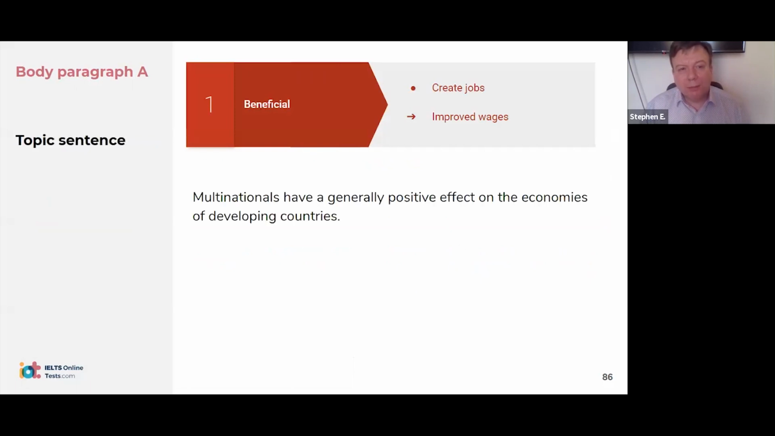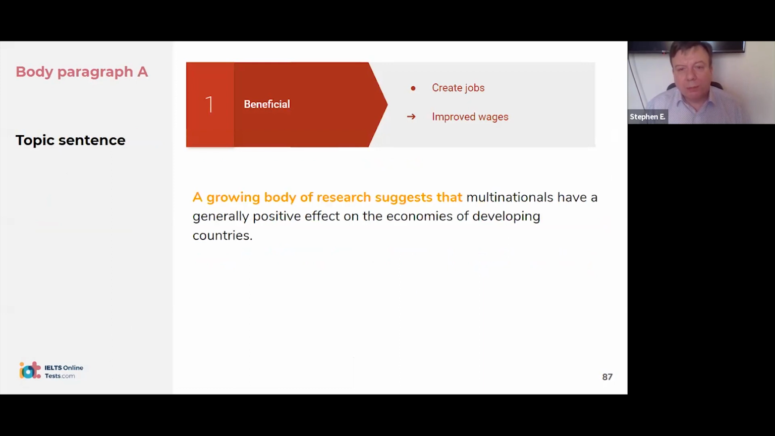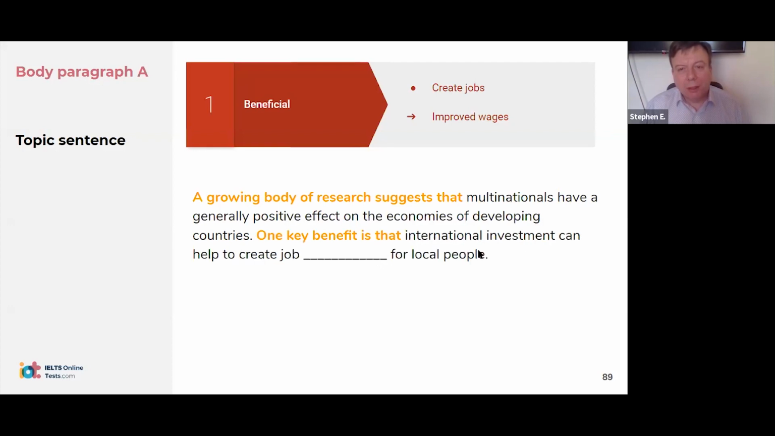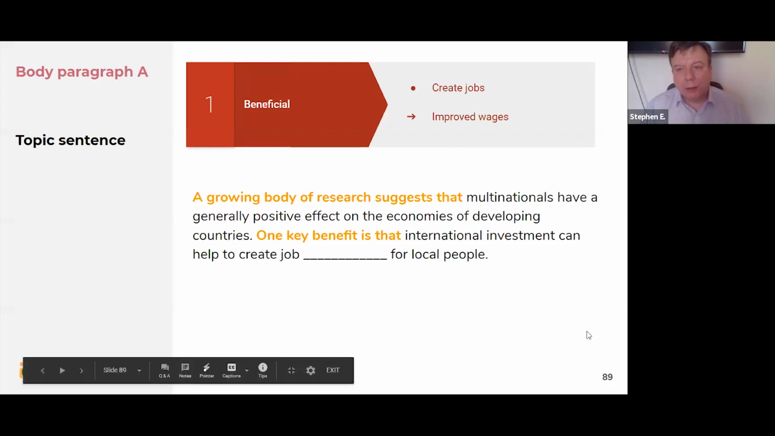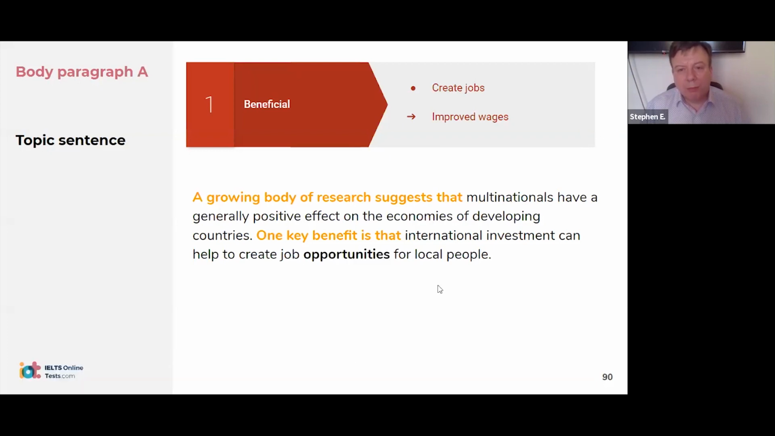So we need a topic sentence. So we'll use a nice phrase there, nice linking expression, all right? So a growing body of research suggests, okay, good. And then one key benefit is that, we'll use another one, international investment, help to create job. So what we're going to put in there, some of you have already given me this vocabulary. Opportunities, okay, good, good, good. Well done. So put that in for you.